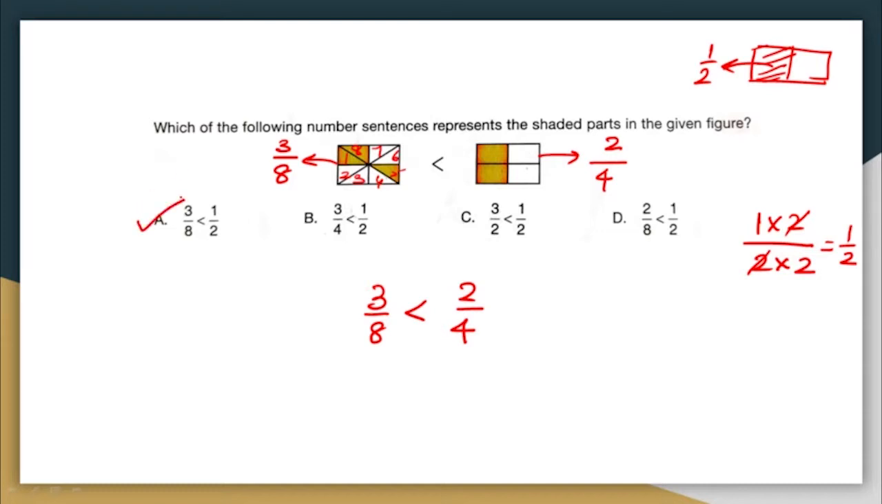The alternative way in which you can solve the question is, if you find out that this is 3 by 8, on the left hand side it has to be 3 by 8. Check which of the options has 3 by 8. There is only one option which has 3 by 8. That has to be your answer.